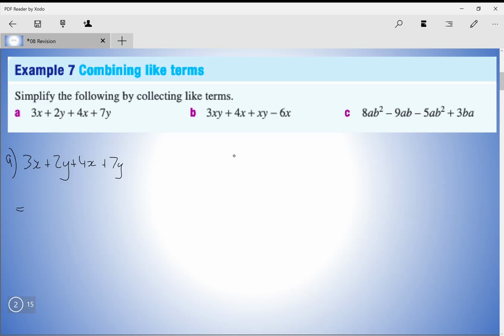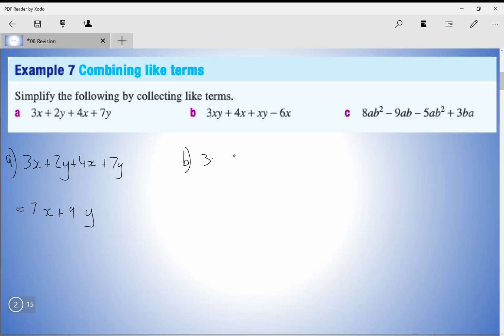That's the x's and y's. So we're going to have some term here for x and some term here for y. We have 3x and 4x, so all we have to do is add the coefficients of x. And again, we have 2y and 7y, so we just add the coefficients. And that's our answer.